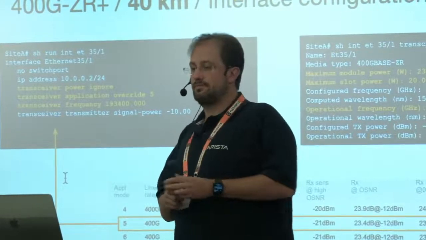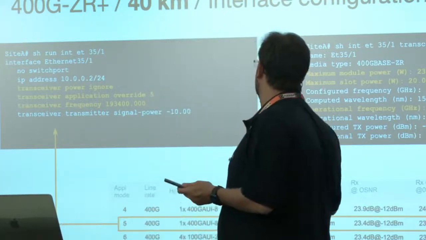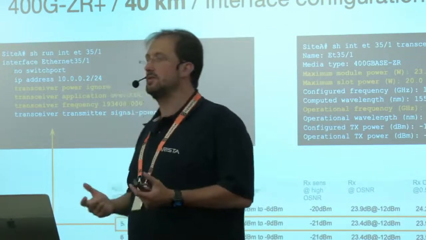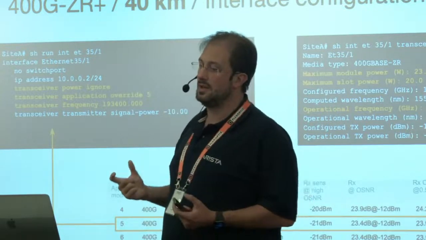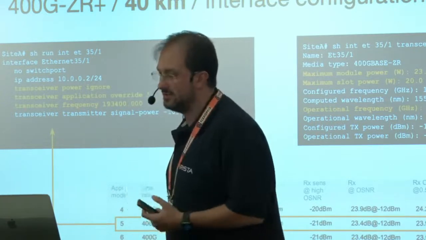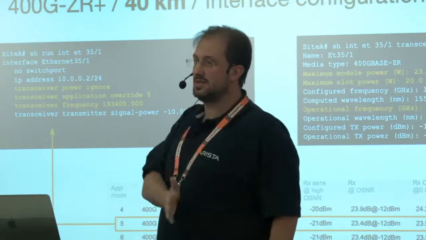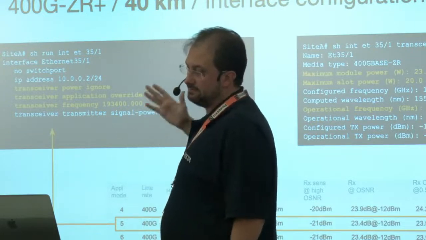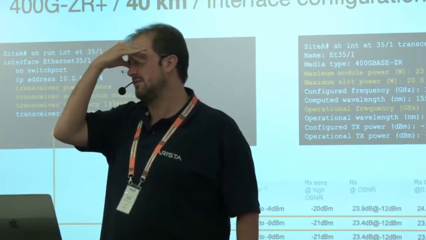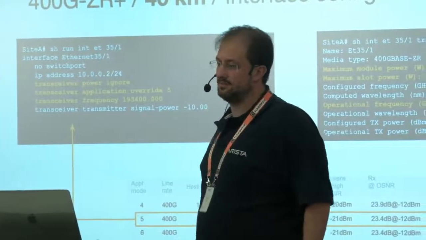About the configuration, it's pretty much the same as with ZR. So you configure your frequency, but then you also configure the application mode you want to run the optic on. In our case, for the 40 kilometer link, the link characteristics were okay for application mode 5. So it presents 1x400 gig, 4 lanes on the optical side, and 1x400 gig, 8 lanes on the transceiver side, on the host side.